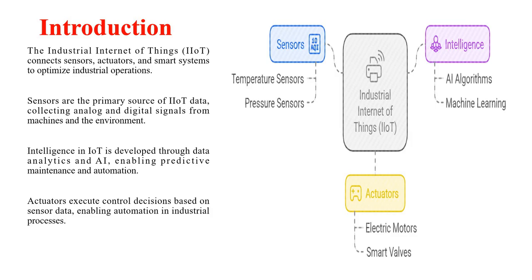Analog sources provide continuous signals, for example, temperature sensors and pressure sensors. Digital sensors provide discrete signals, for example, RFID and digital temperature sensors.